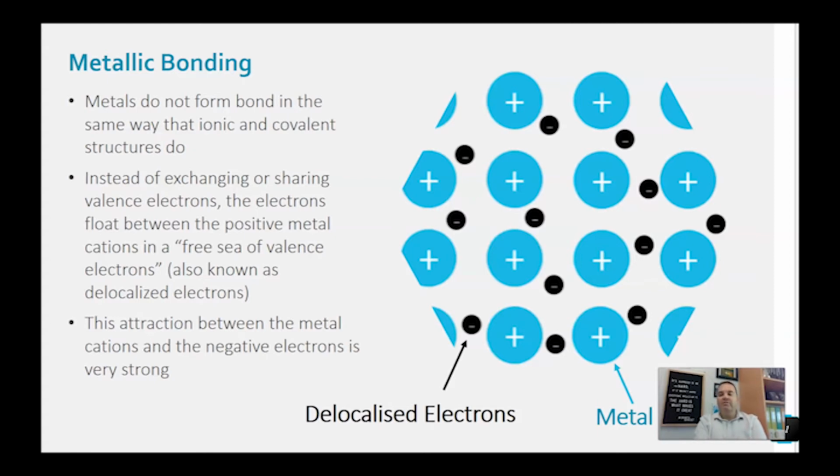So another term you'll sometimes see in a lot of textbooks or online is something called a free sea of valence electrons. So it gives that idea that it's fluid, that they're moving. Okay, so delocalized electrons and sea of valence electrons are exactly the same thing. The attraction between the metal cations and the negative electrons is very strong. That's what you'd expect because it's a positive to negative charge. So it's a very, very strong bond.